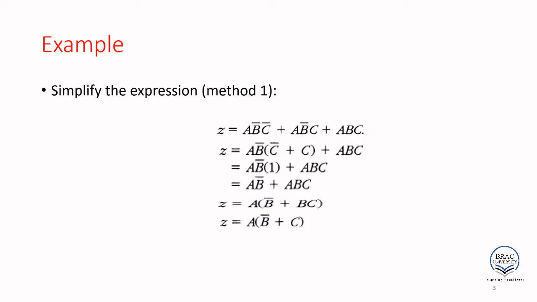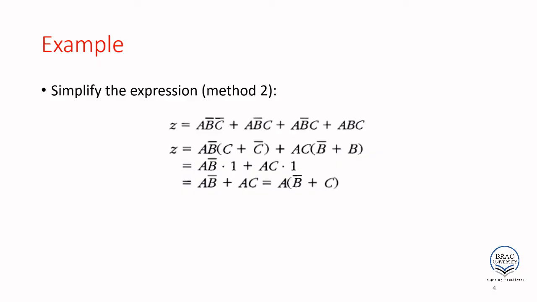Just look at this simple example. We have given Z equals A B' C' plus A B' C plus A B C. If you take the common A B', then C' plus C, and A B C. So C' plus C is 1. So A B' plus A B C. If you take the common A, then it becomes B' plus B C. And B' plus B C, using the previous law, becomes B' plus C. So this is the simplification. This is one of the approaches to simplify using the Boolean function.